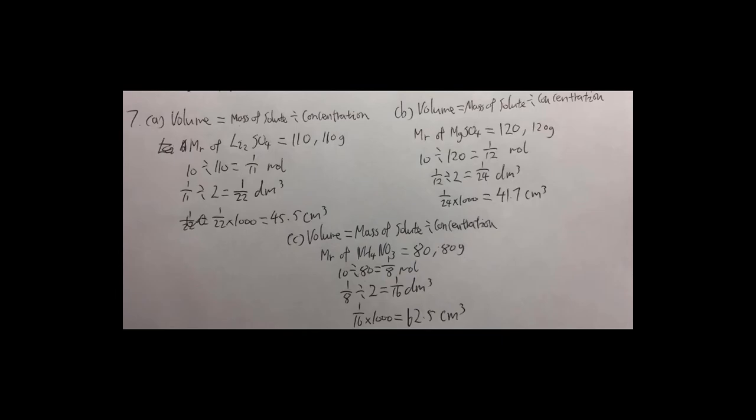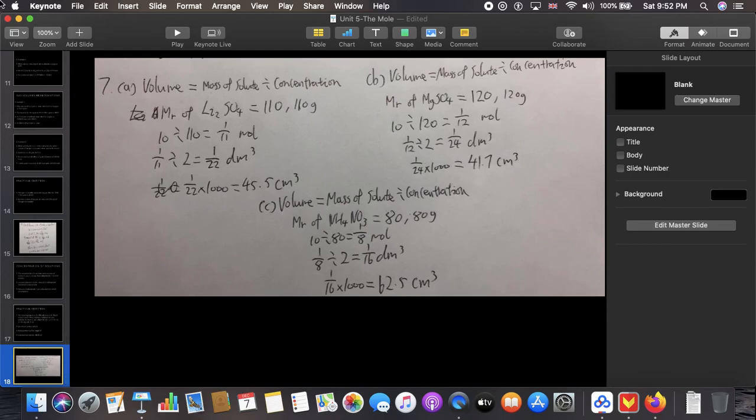Now, the reason you have to divide by 2 is because the volume equals the amount of solute divided by the concentration. The amount of solute, you already know, is 1 over 11 mole. The concentration is set, which is 2 molar, so you take it as 2. So it is 1 over 11 divided by 2, which gives you 1 over 22, the volume of the solution you have to prepare. Now, this is in dm cubed, which gives you a decimal, so it is best to change it into a whole number by times it by 1,000 to change it into centimeter cubed. This is the volume of the solution you have to prepare for 10 grams of lithium sulfate.